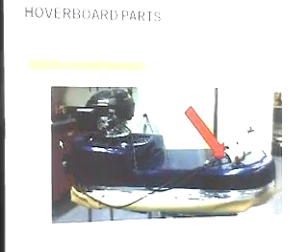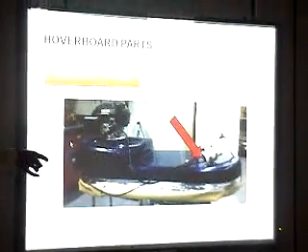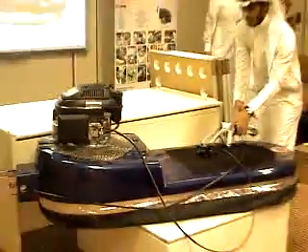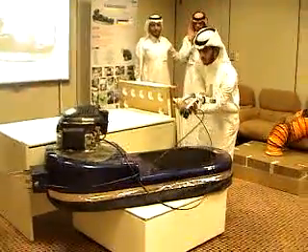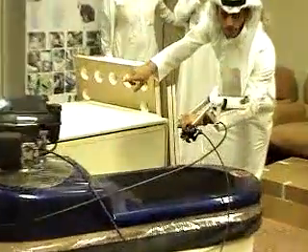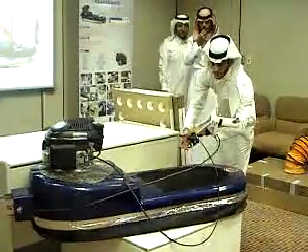The hand control is used to control the speed and direction. If you do it like this, you will move the rudder. And this one is for increasing the speed.